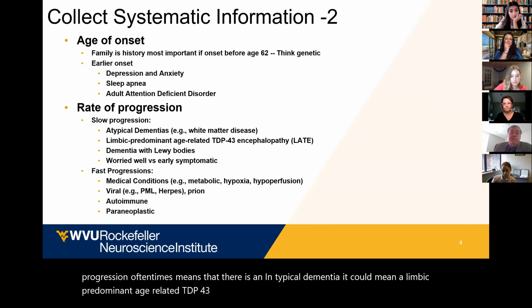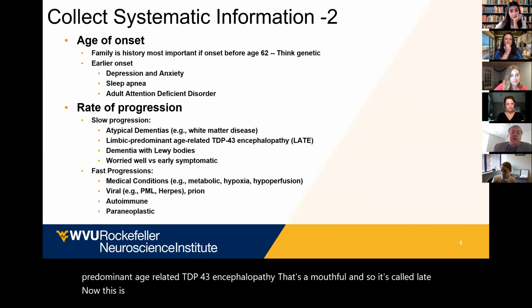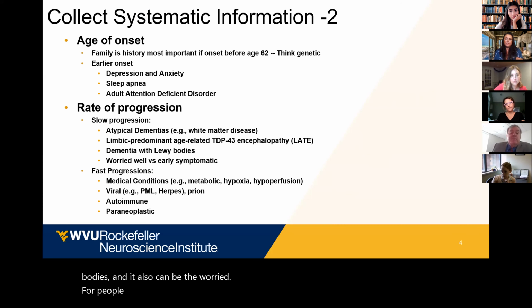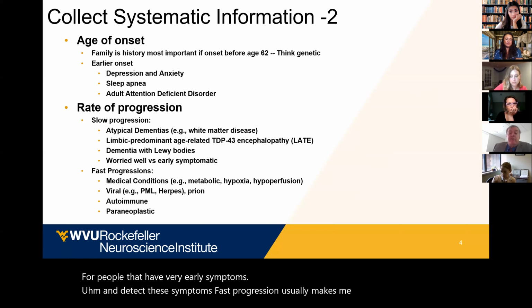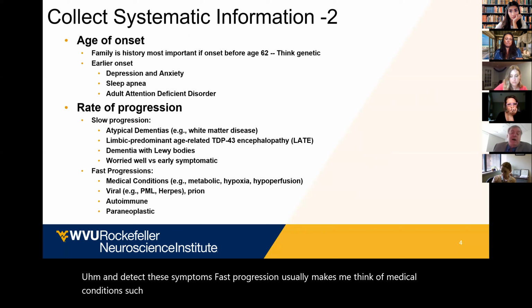That's a mouthful, and so it's called LATE now. This is a relatively recently described phenomenon. It also can be dementia with Lewy bodies, and it also can be the worried well, or people that have very early symptoms and can detect these symptoms. Fast progression usually makes me think of medical conditions such as metabolic, hypoxia, hypoperfusion, viral syndromes, even prion diseases, or autoimmune and paraneoplastic disorders.